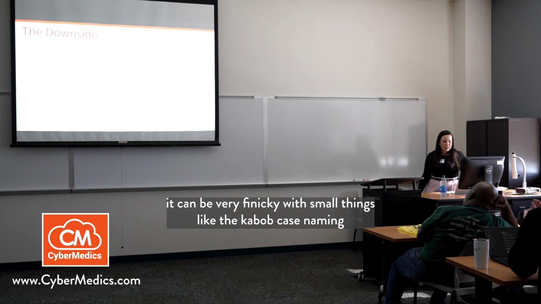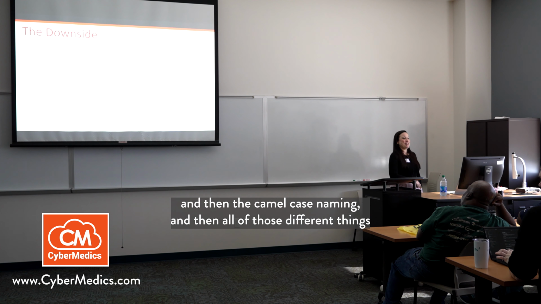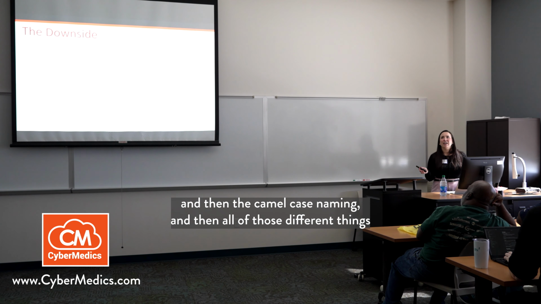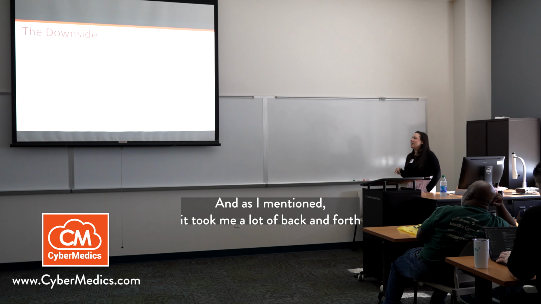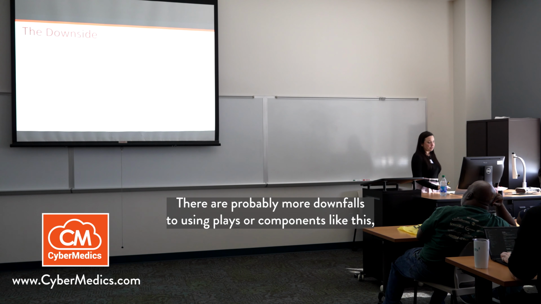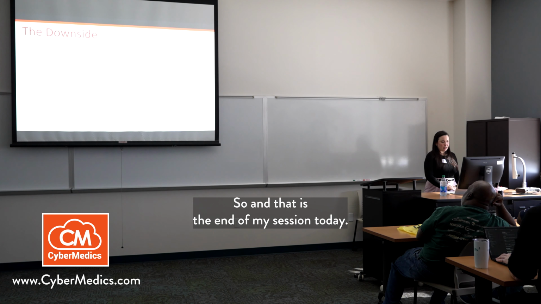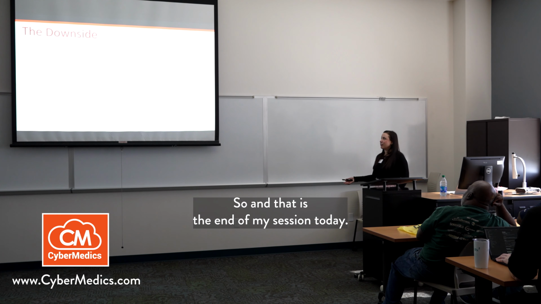And the other one is that it can be very finicky with small things like the kebab case naming, and then the camel case naming, and then all of those different things are really finicky. And as I mentioned, it took me a lot of back and forth to kind of figure out how to do that stuff. There are probably more downfalls to using Blazor components like this. But to me, these are the biggest roadblocks that I have encountered. And that is the end of my session today.